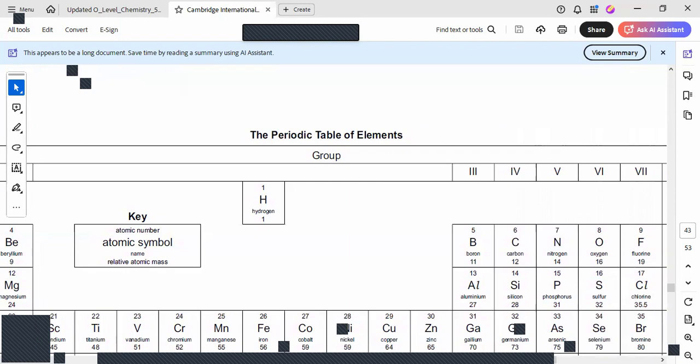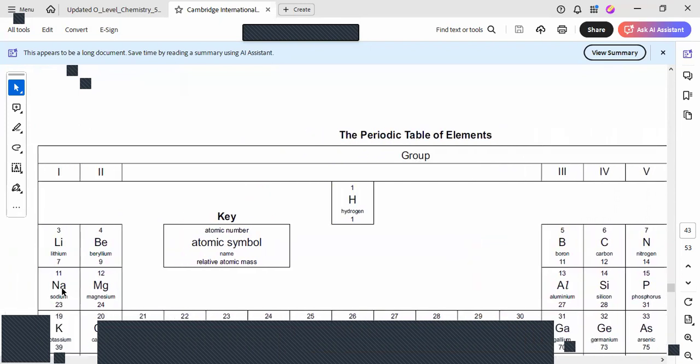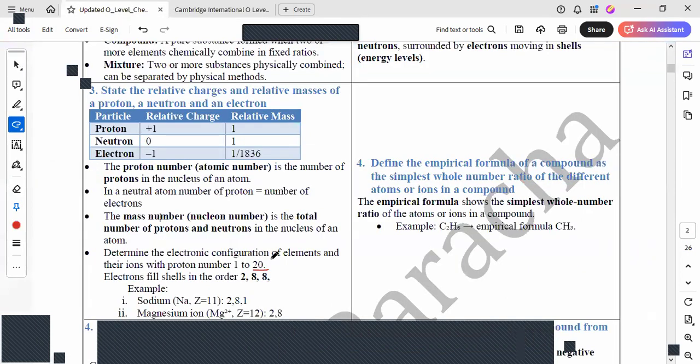The electronic configuration of these elements is included in your syllabus up till calcium. So we have the first 20 elements. The electronic configuration which can come in your exam is for the first 20 elements.